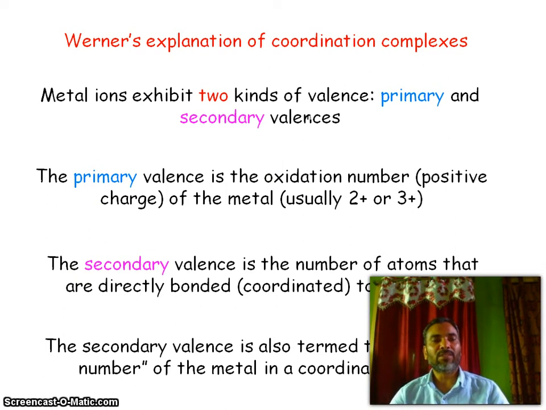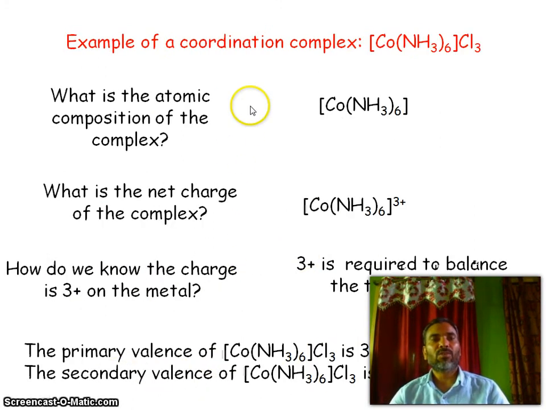Primary means the charge, and secondary is the coordination number of the metal in a coordination complex. So here is an example of a coordination complex. Why? Now you look at how many ligands are here, which type of ligand, and where the central metal is. So this is your central metal.